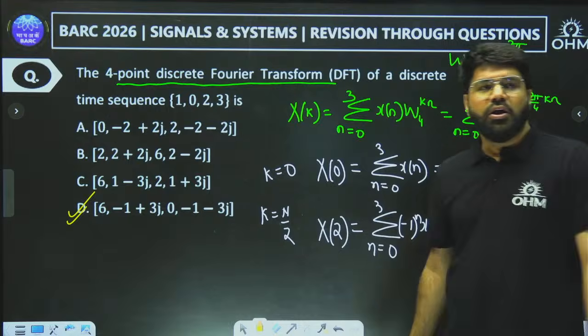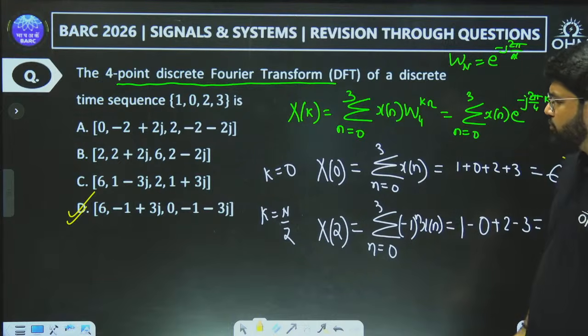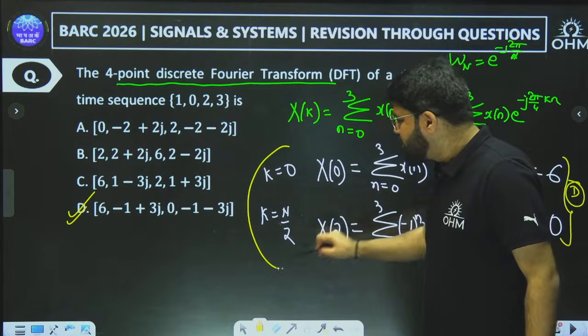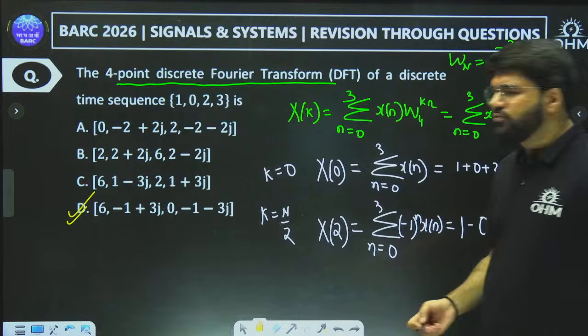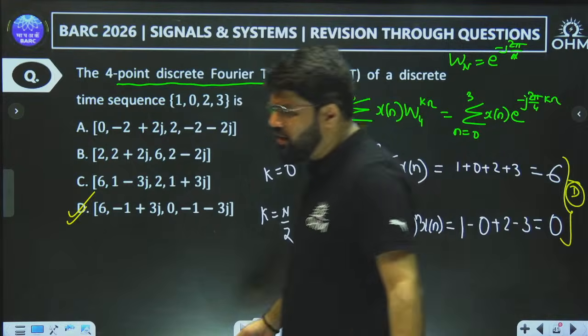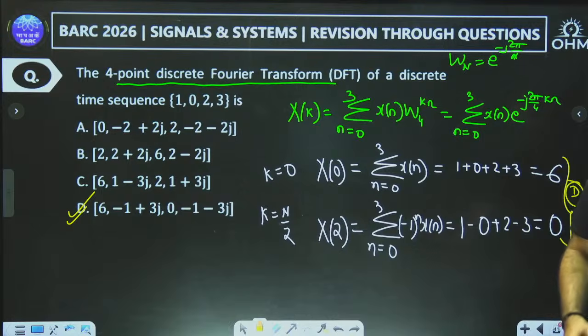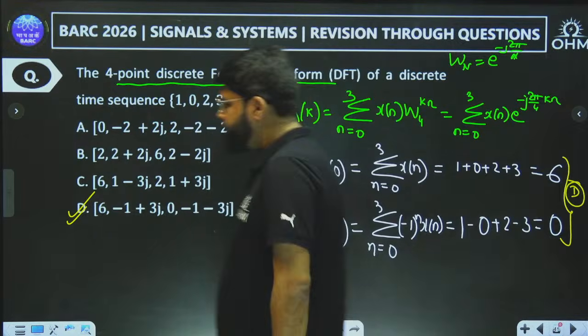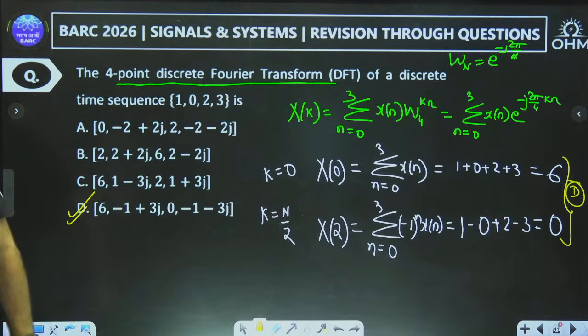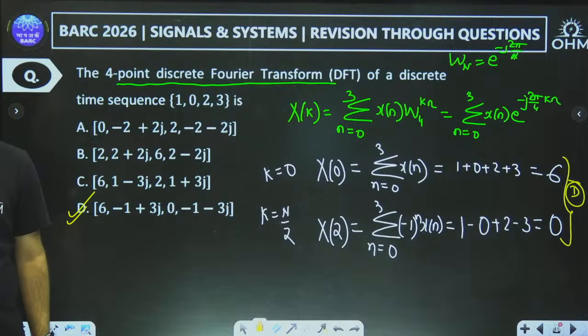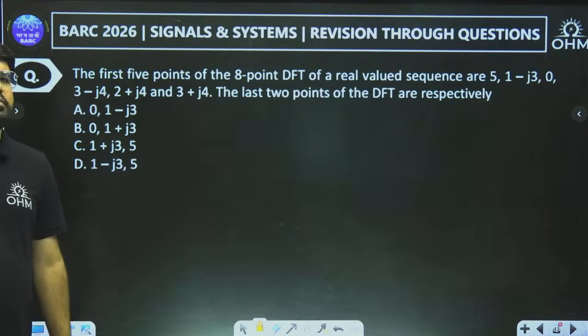So if it is a direct DFT calculation, 4-point or any point, always try with the first and central ordinate, and see if your option matches, at least in MCQ questions. And BARC means only MCQ will be there, right? So then you can save a bit of time. Right. What is your next question here?